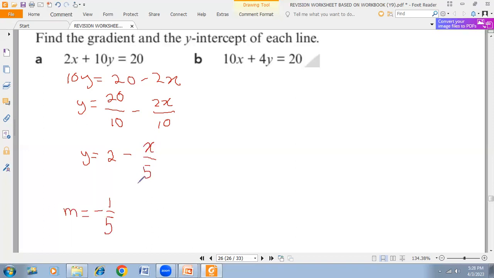Yeah, okay, negative 1 over 5. And C is positive 2. Right. Same concept with the next one.